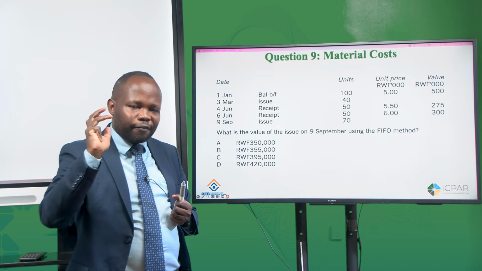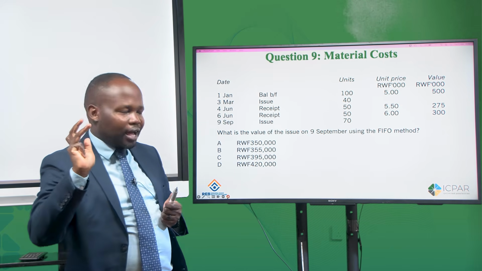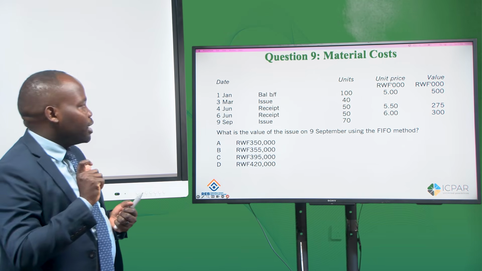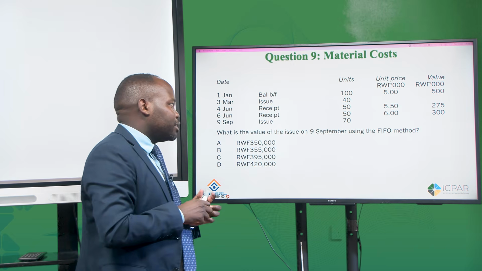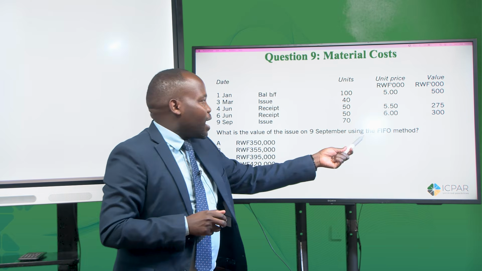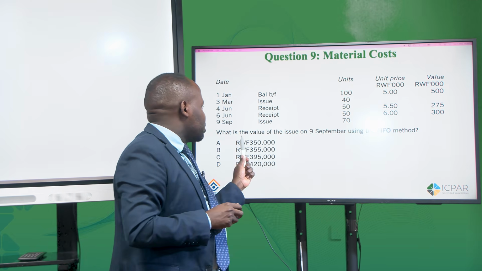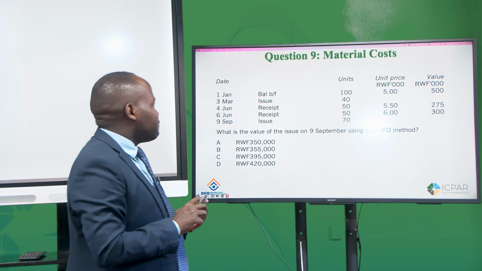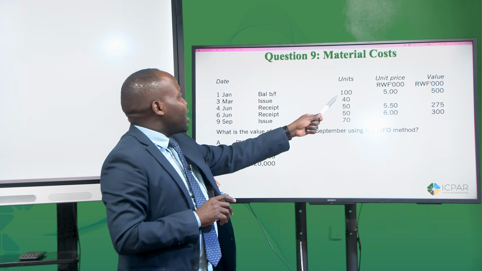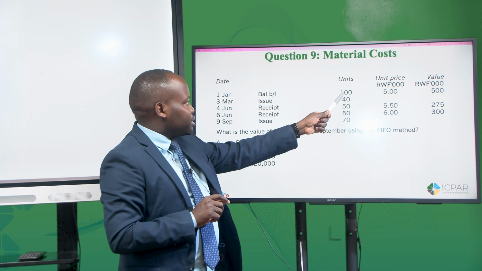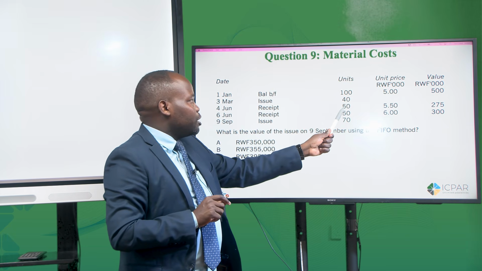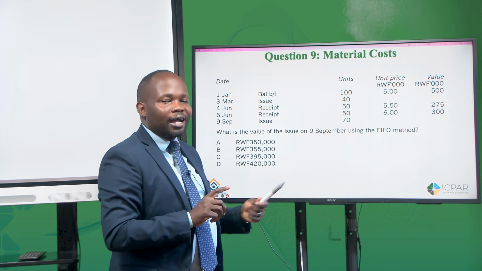Remember, there are 3 methods of valuing inventory. You can use FIFO, which is first in, first out. Number 2, you can use last in, first out. And number 3, you can use weighted average cost method. The question now asks us, what is the value of issue on 9th using first in, first out? What came in first was 100 units, followed by 40 units issued, and then we received 50, 50, and 70.